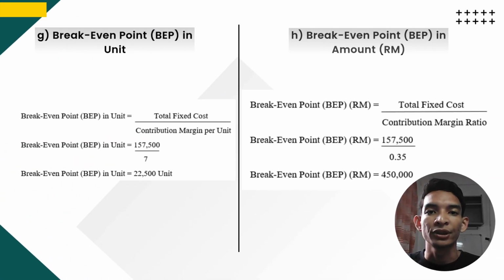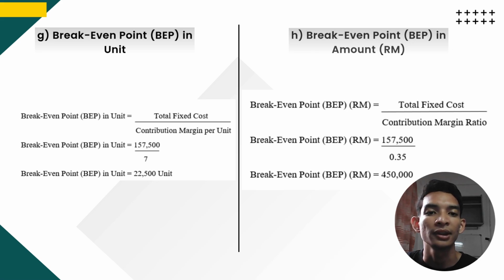The last question, question G, is break-even point, or BEP, in unit. The BEP in unit formula is total fixed cost divided by the contribution margin per unit. Total fixed cost is 157,500, divided by the contribution margin per unit, which is 7, and the answer we got is 22,500 units.